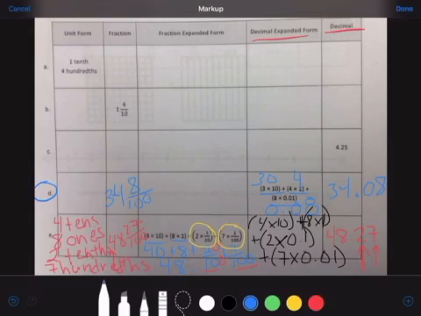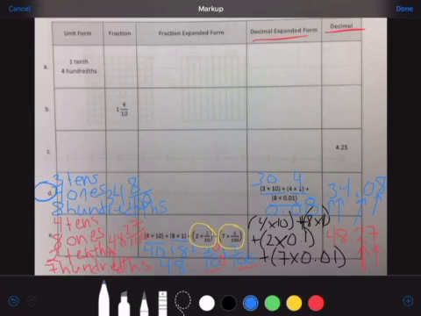In the unit form, I just look at each column like I did before. In the tens column, I have 3, so I write 3 tens. In the ones column, I have 4, so I write 4 ones. In the tenths column, I have nothing. I have a 0, so I write nothing. And then in the hundredths column, I have an 8, so I write 8/100ths. All right?